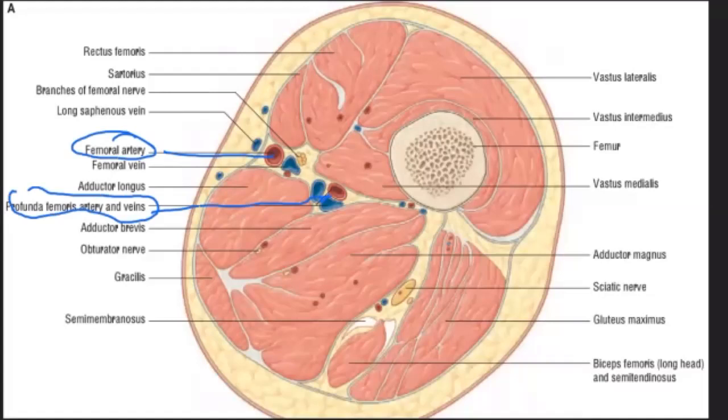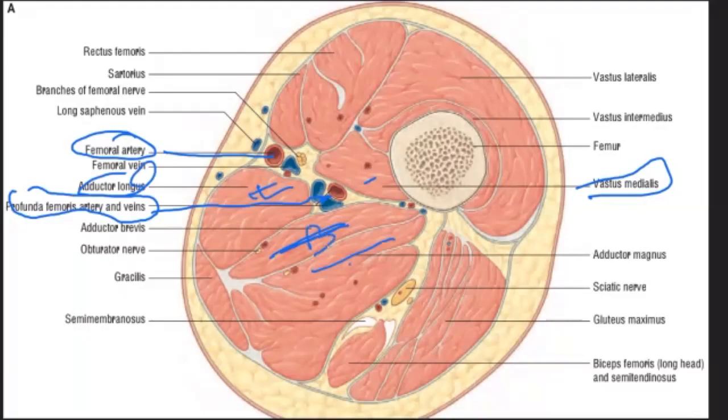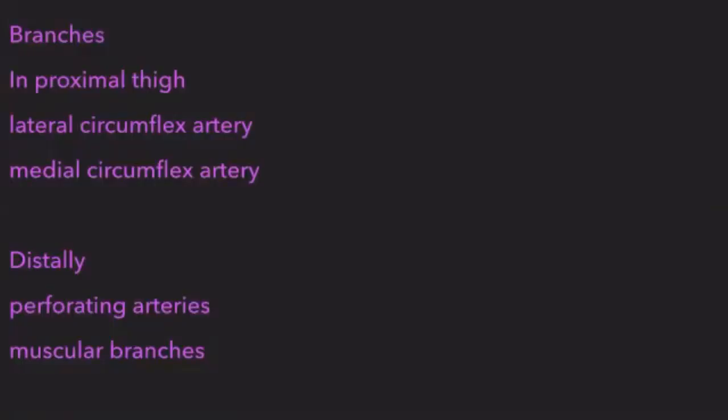You see all the muscles. Vastus medialis is here. This is adductor brevis, right? Magnus. This one is longus, right? So in the proximal thigh, it gives lateral circumflex femoral artery and medial circumflex. Distally, perforating arteries and muscular branches, right?